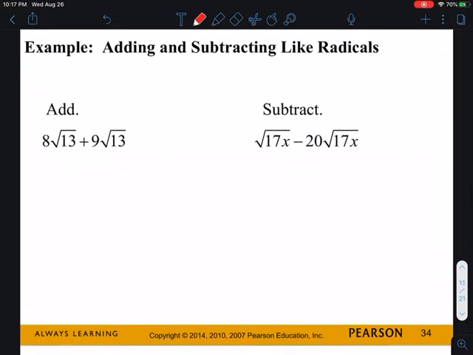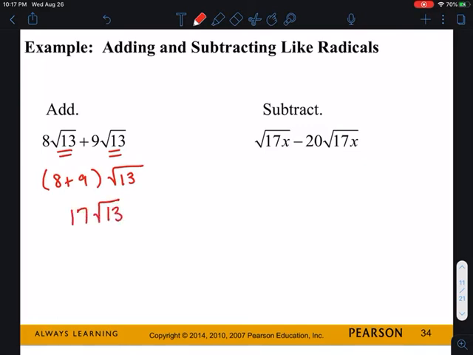So for example, if I have an 8 square root of 13 plus a 9 square root of 13, when they were talking about that distributive property, they were saying if you have something that is alike, you can say 8 plus 9 is going to multiply with that square root of 13. I think it's an added step that we really don't necessarily need to show if you can visually see that you're going to add the 8 and the 9 and get a 17, and then the square root of 13 tags along.